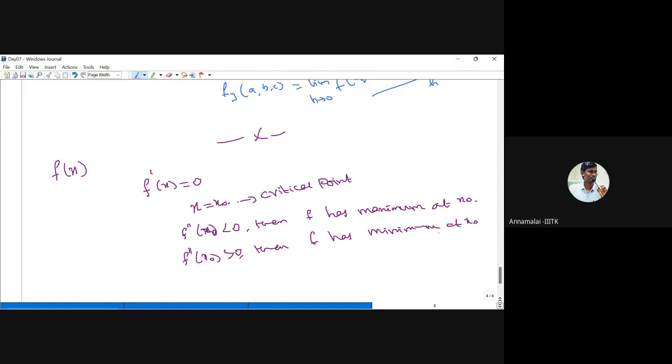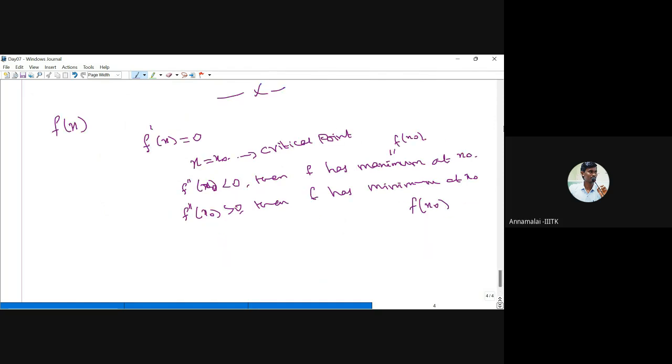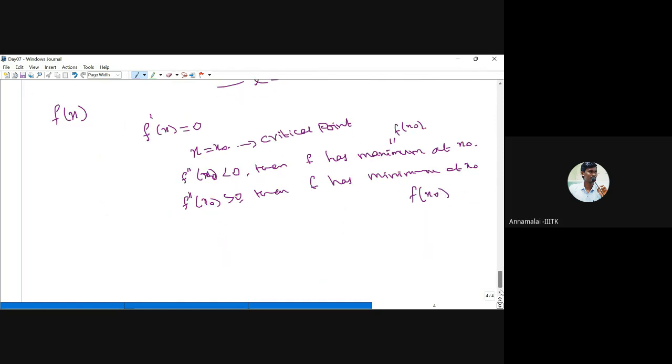So what is the minimum value? It is nothing but f of x naught is the minimum value. In that case, what is the maximum value? It is nothing but f of x naught is the maximum value, because the maximum will be obtained at the point x naught. So this is a function of a single variable. Now, what is the maximum and minimum for a function of two variables? Okay, now we discuss that one.